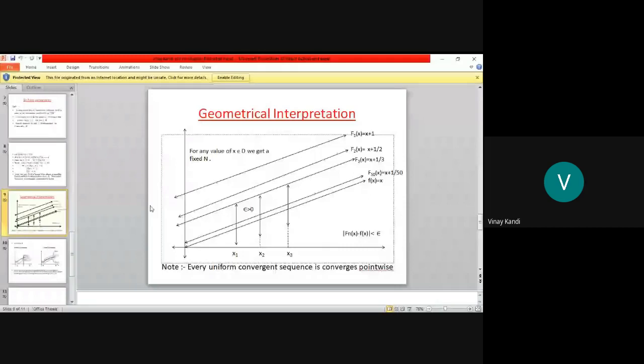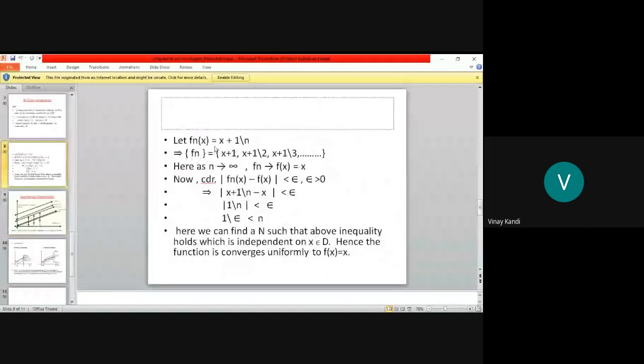What is example one? fn of x is equal to x plus 1 upon n. So this is our sequence of functions. What is f1? Put n equal to 1: x plus 1. What is f2? x plus 1 by 2. What is f3? x plus 1 by 3, and so on.